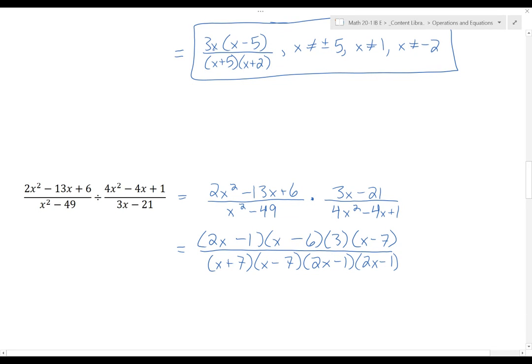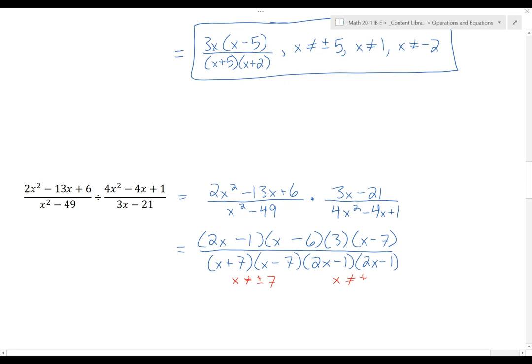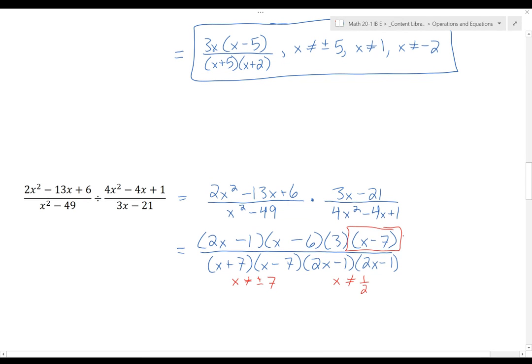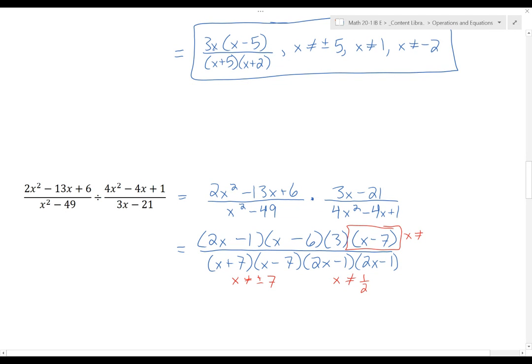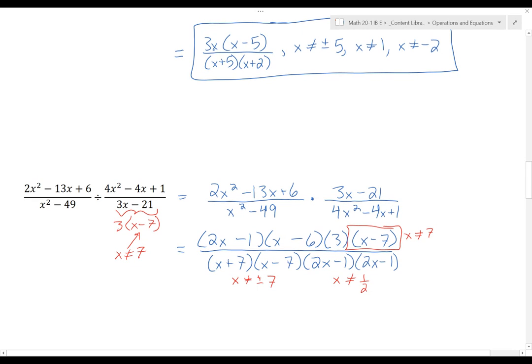All right, at this stage, I'm going to contemplate my non-permissible values. So x can't equal plus or minus 7, and x can't equal 1/2. Oops. Yes, positive 1/2, but I don't have to write the plus sign. I also have this factor to consider, because that factor was originally in the denominator. So it also gives me a non-permissible value. In this case, it doesn't give me a new non-permissible value because there was already an x minus 7 in the denominator of the first fraction.